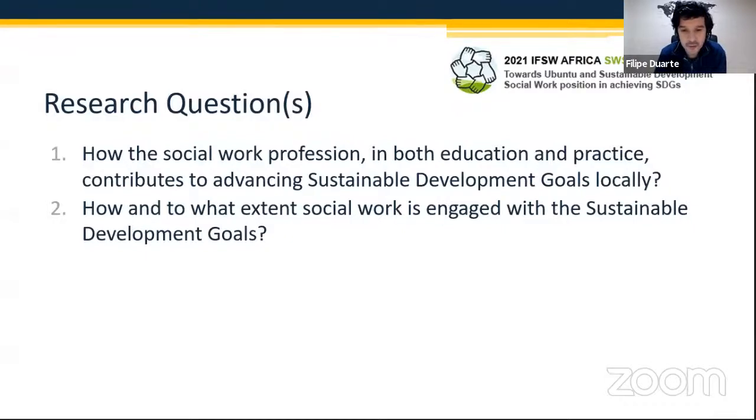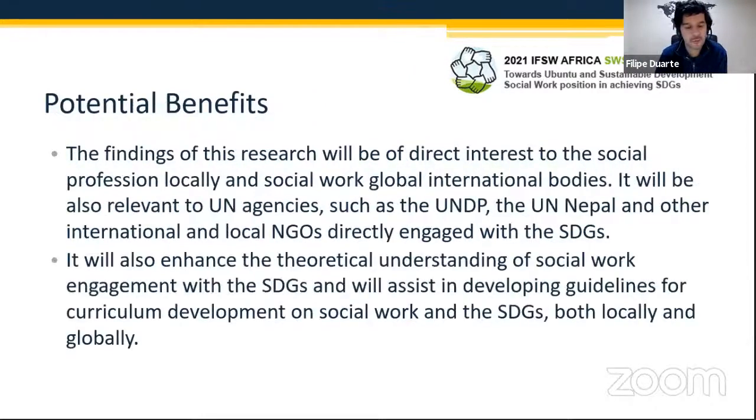How does the social work profession, in both education and practice, contribute to advancing the SDGs locally? This is true for Rwanda as well. So to what extent is social work engaged? If you are familiar with the SDGs and what you are doing on the ground, it can inform and be replicated and published, and inform reports from the United Nations and the different agencies.